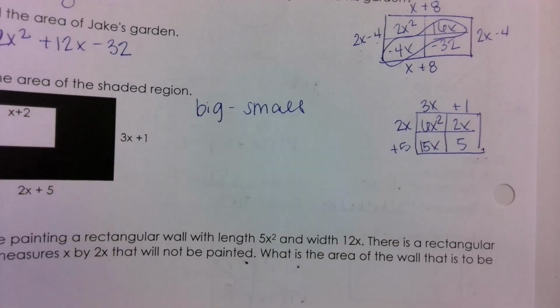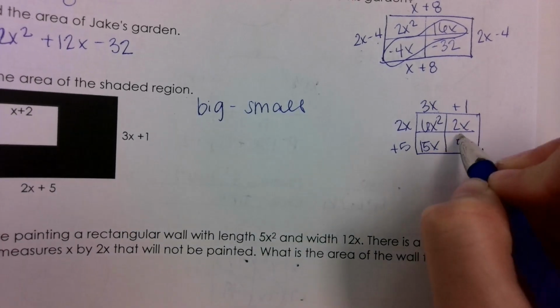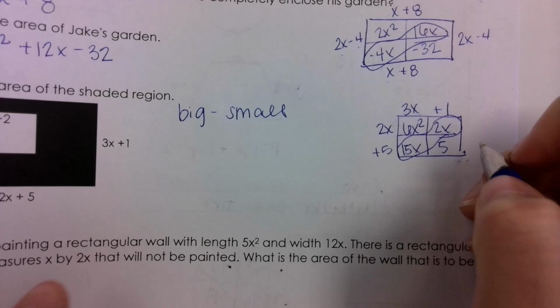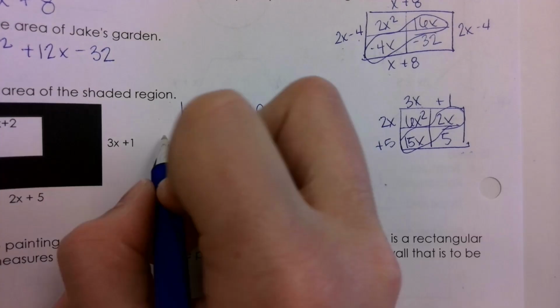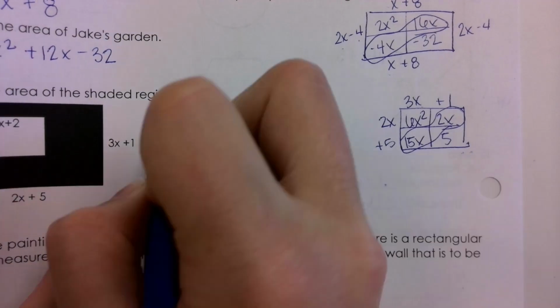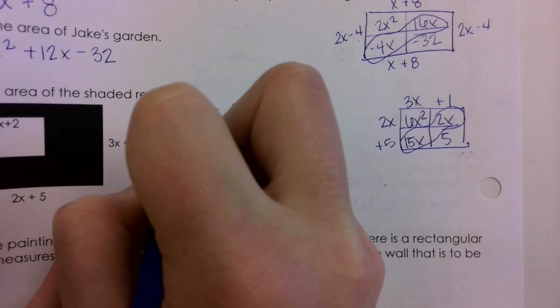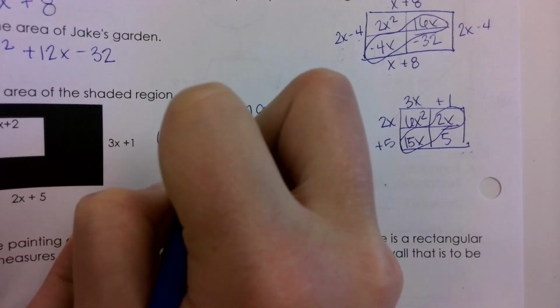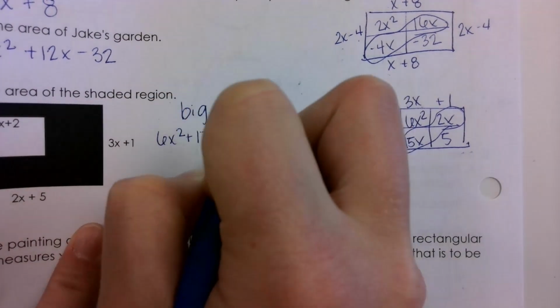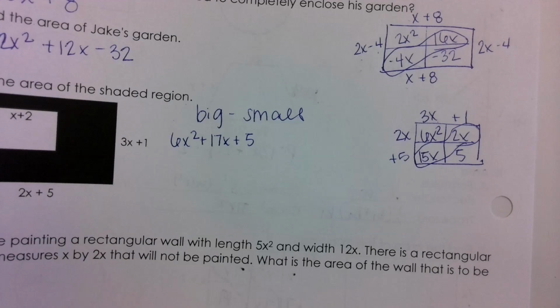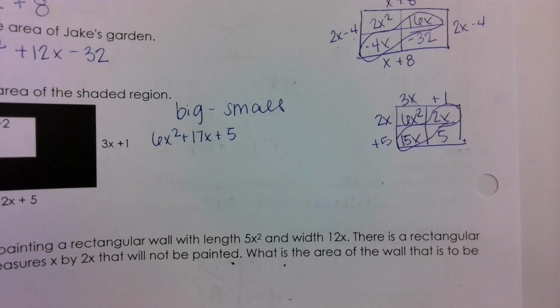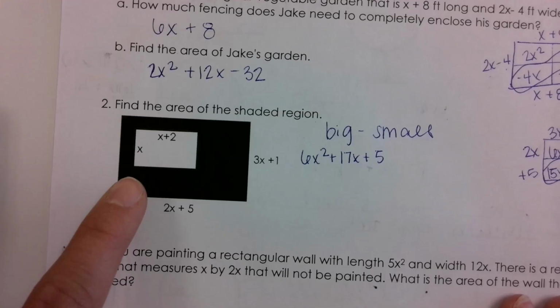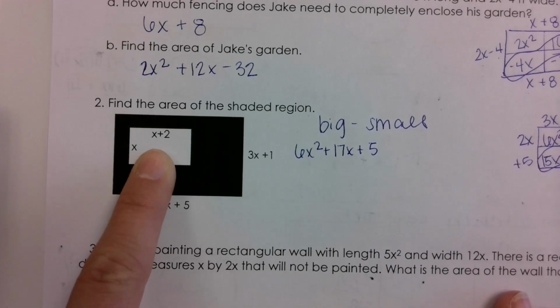What do we do from there? Combine your like terms. So 2x plus 15x. So for our big rectangle, we're going to have 6x squared plus 17x plus 5. Now we need to find the area of our smaller rectangle. So let's look back at our shape. We had x and then x plus 2 for our side lengths there.